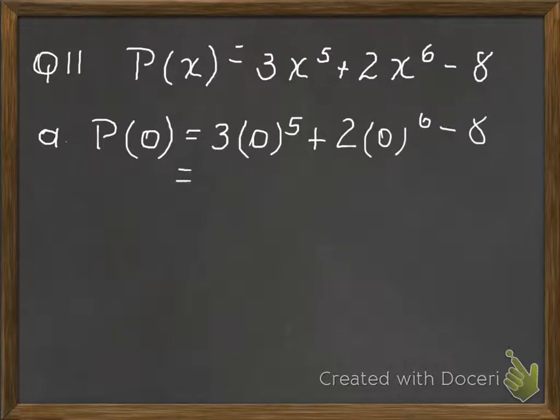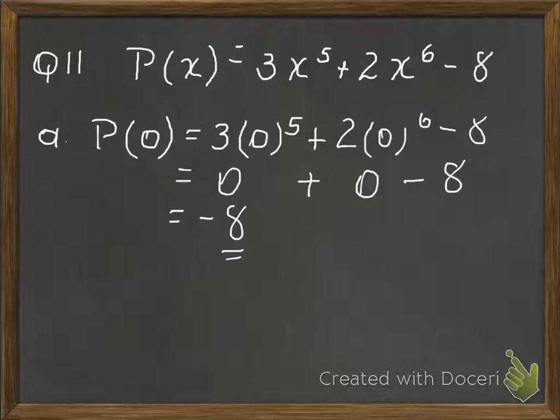Now you know that 0 times anything is 0, so these are both zeros. And that just leaves us with minus 8, which is our answer for part A.